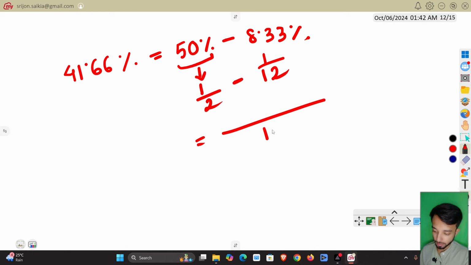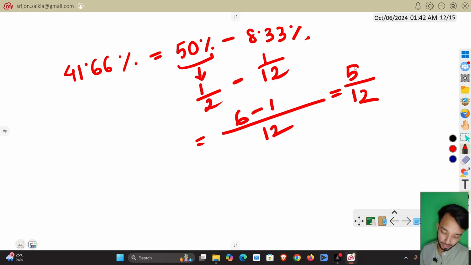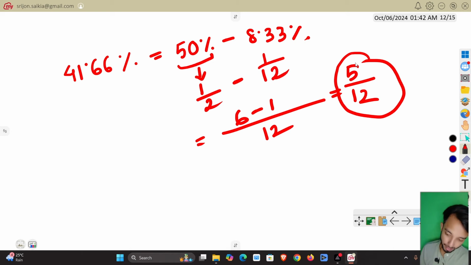So let's take the LCM. LCM will be 12: 6 minus 1. What value are we getting? We are getting 5 by 12. Is this clear till here? Very simple. So here it's clear.